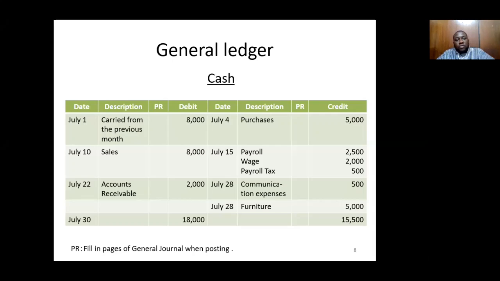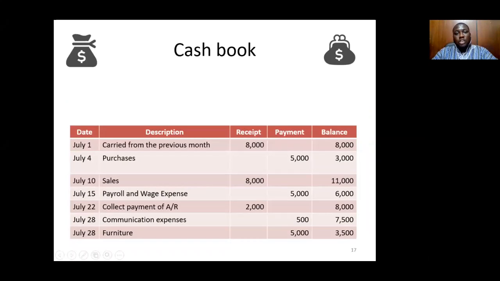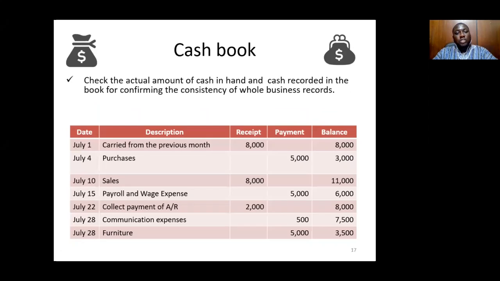This is the general ledger for cash for ABCD Company Limited for the month of July in terms of its receipts and payments. All journal entries of the general journal are posted to the general ledger for each account. Cash book is one of the subsidiary books used to keep track of cash. In preparing the cash book, check the actual amount of cash in hand and cash recorded in the book for confirming the consistency of all business records.